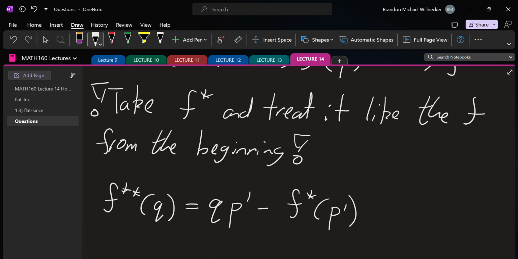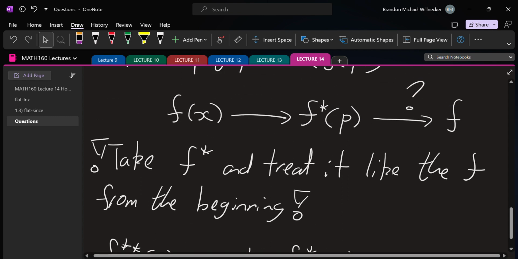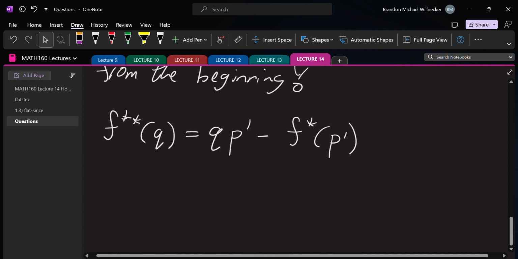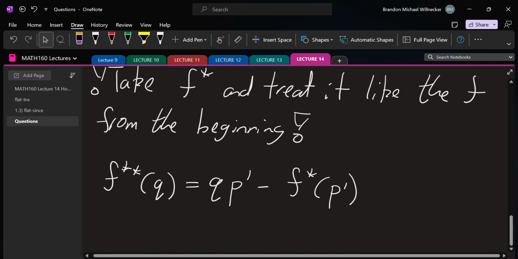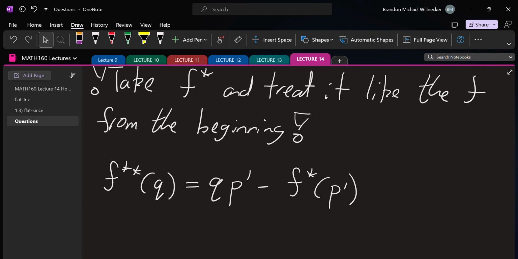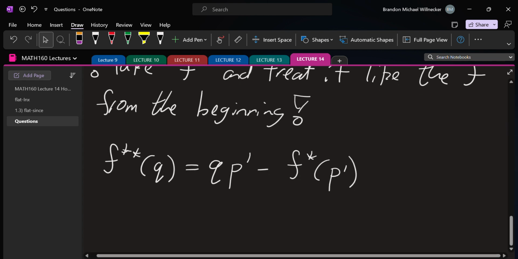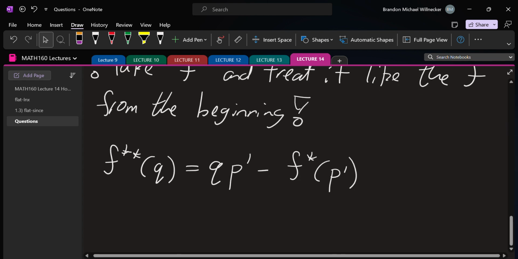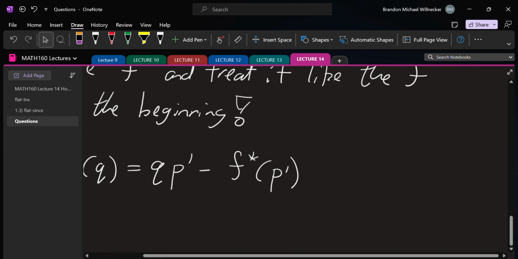So exactly the same thing as before. Now instead of x prime, we're using p prime, because f star was a function of p. And instead of p, we're now using a different variable, q. Okay, so this is f star star. If you block out the star over here and you replace q with p and p prime with x prime, it's exactly what we had at the beginning. Okay, now this p prime, yes?